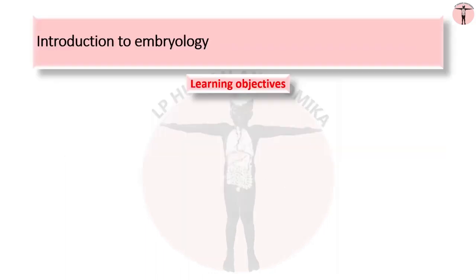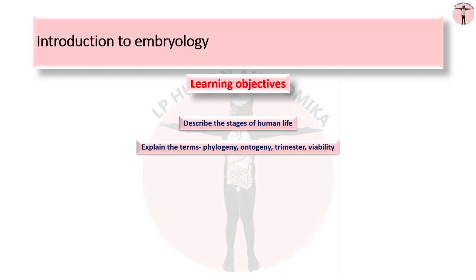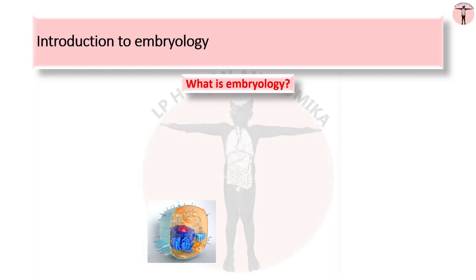The learning objectives of the session are: you should be able to describe the stages of human life and explain the terms phylogeny, ontogeny, trimester, and viability. What is embryology? How do we define embryology?